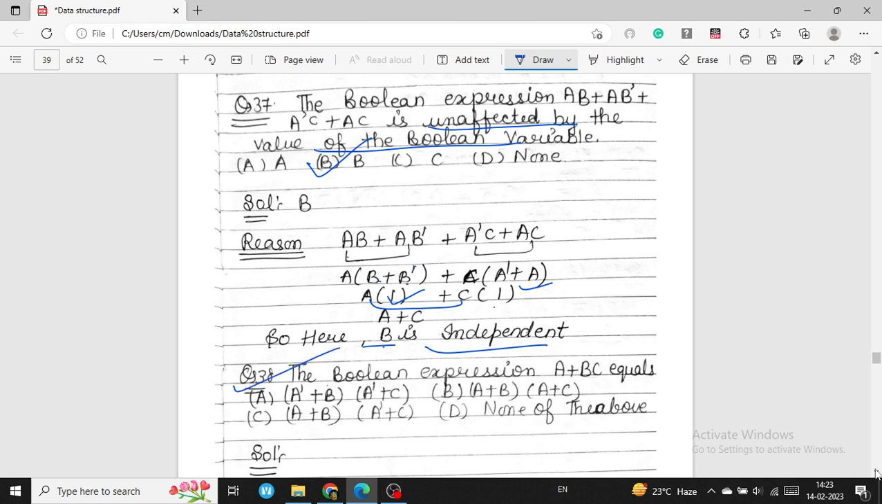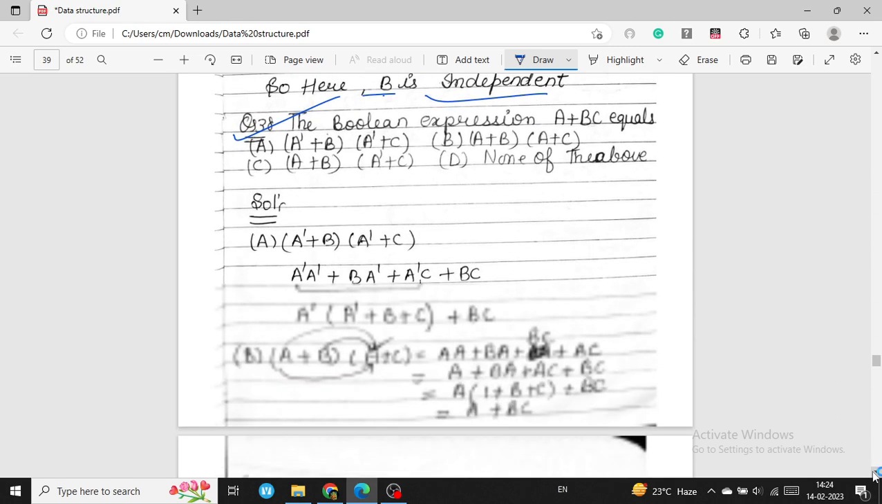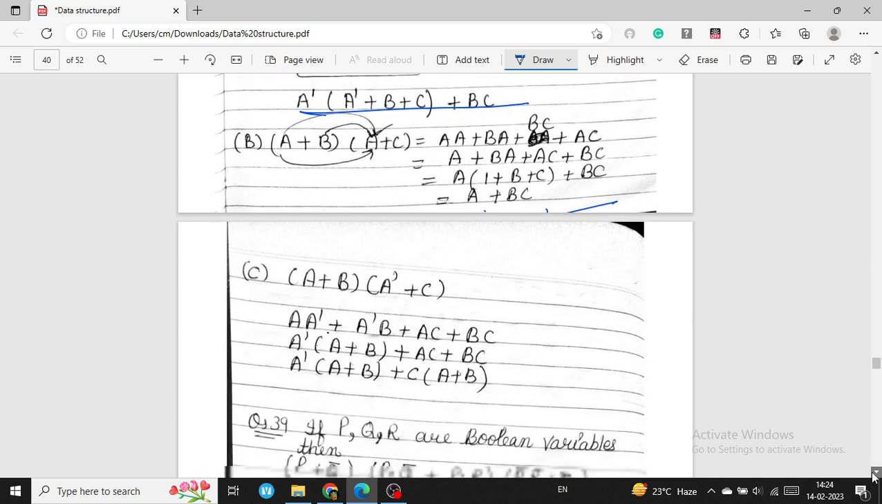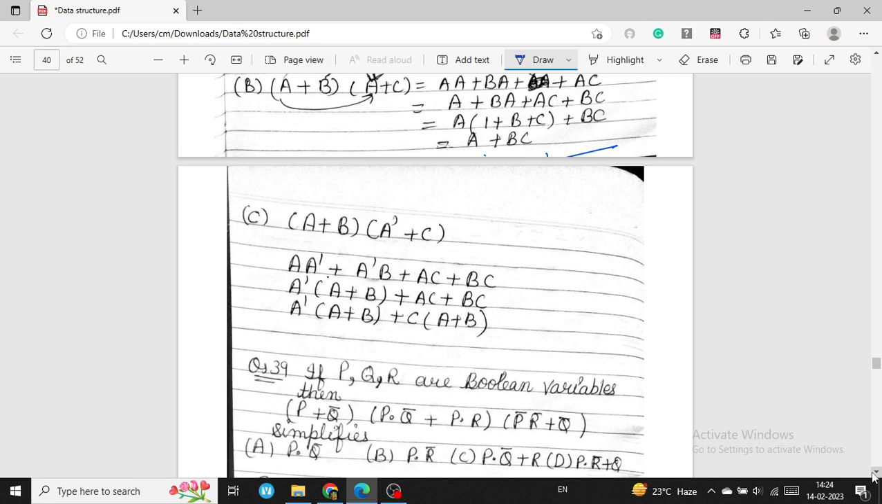Now the next question is, the Boolean expression A plus BC equals to, here we solve it. First of all, I am taking this equation. When we solve it, we find A plus BC. So that's why B is the answer of this question. You can see another result.